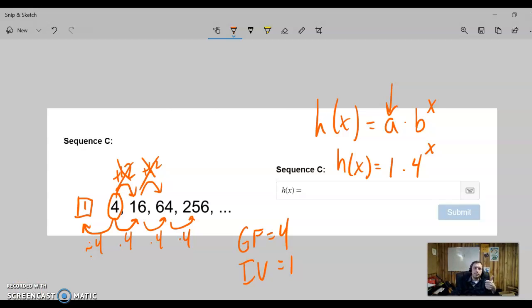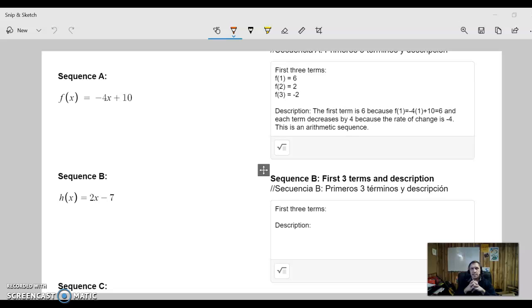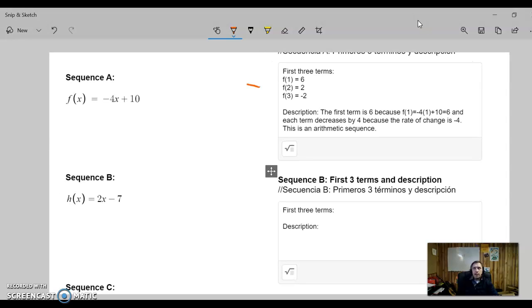All right, so here we are on the next slide. We're looking at the sequences. We've given you the sequence, and now we want you to give us the first 3 terms of the sequence. Just like when we were testing and plugging in to find different points on a graph, we're using these as point testers. We're plugging in the first 3 terms. You can see this first one's already done for you. We plugged in 1, 2, and 3 into this function, and we got back 6, 2, and negative 2.